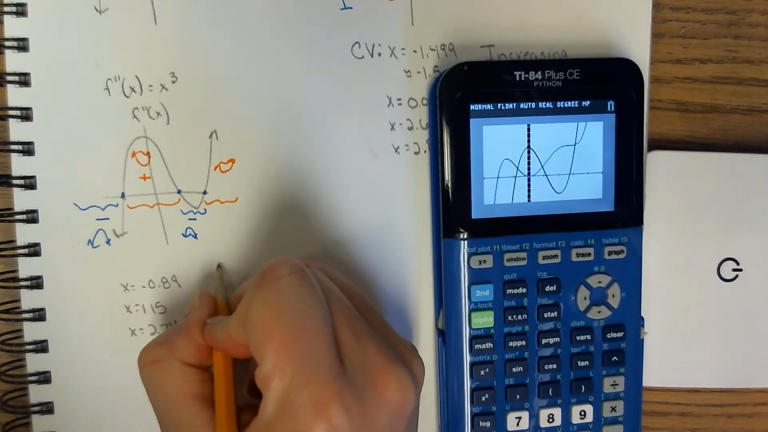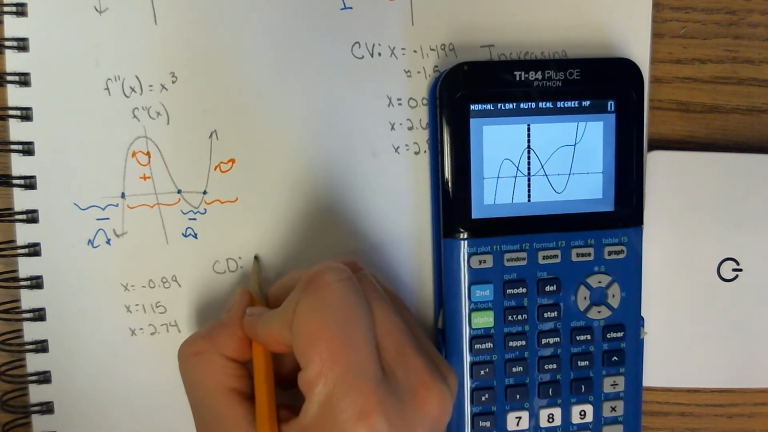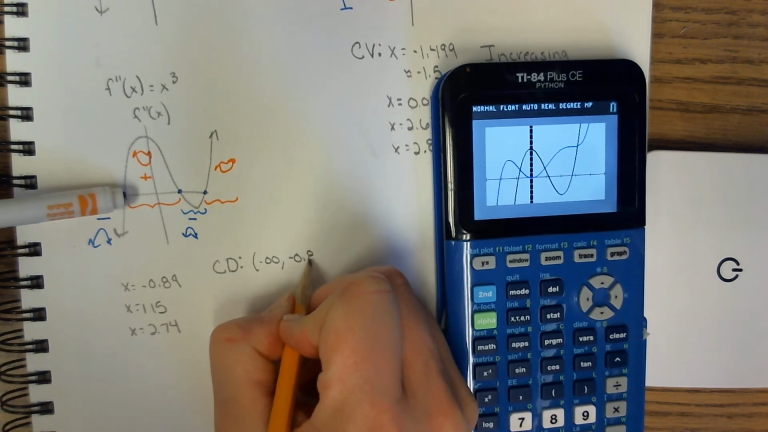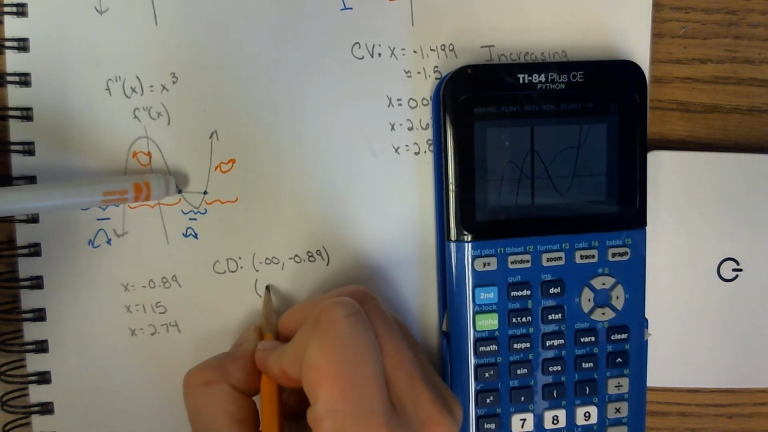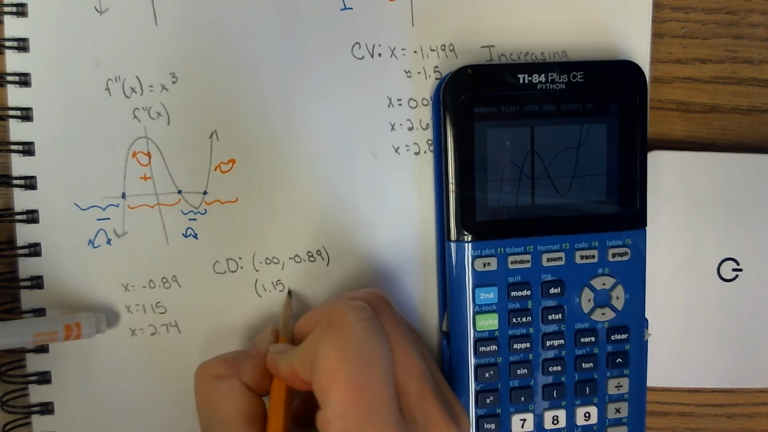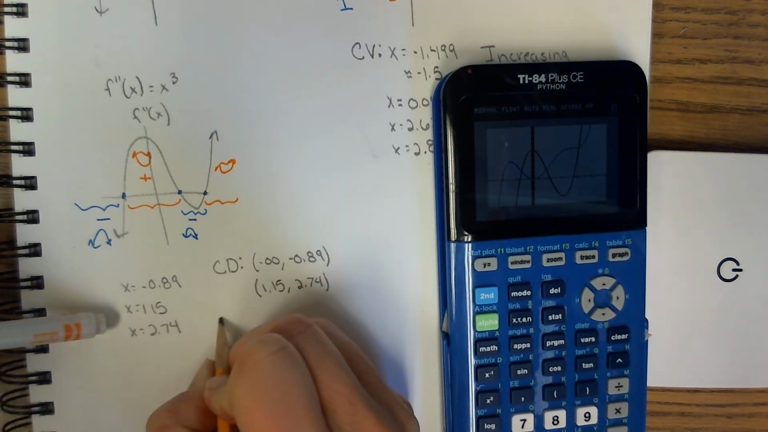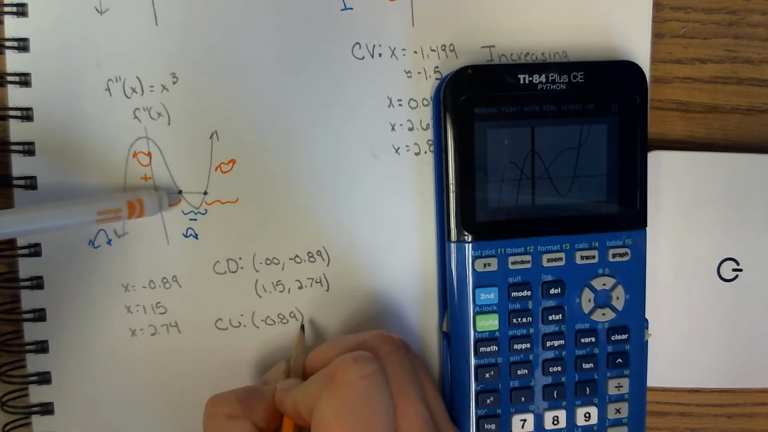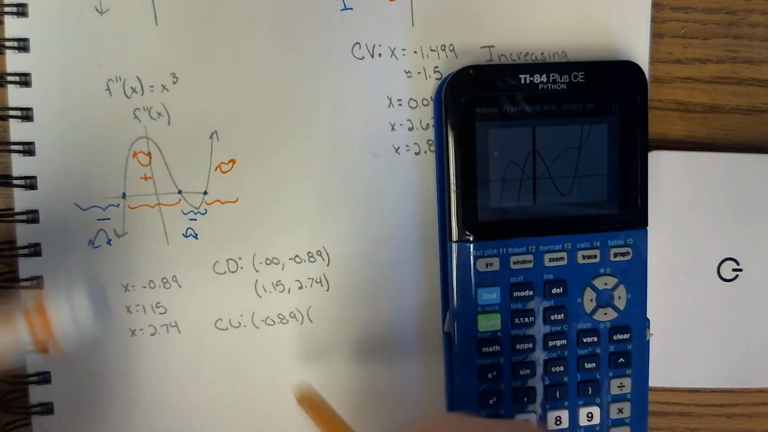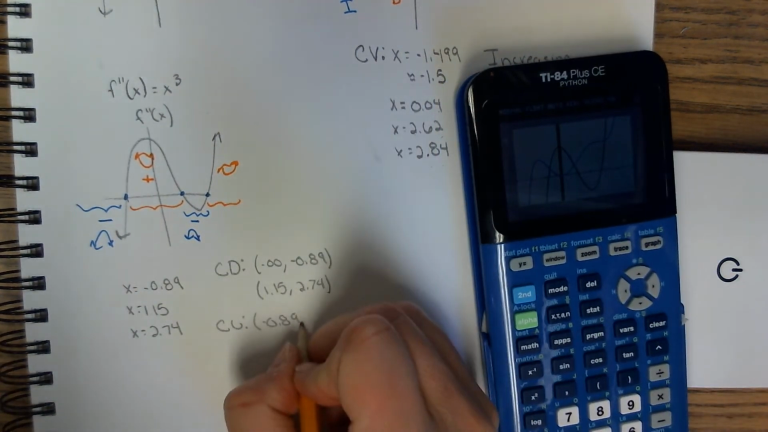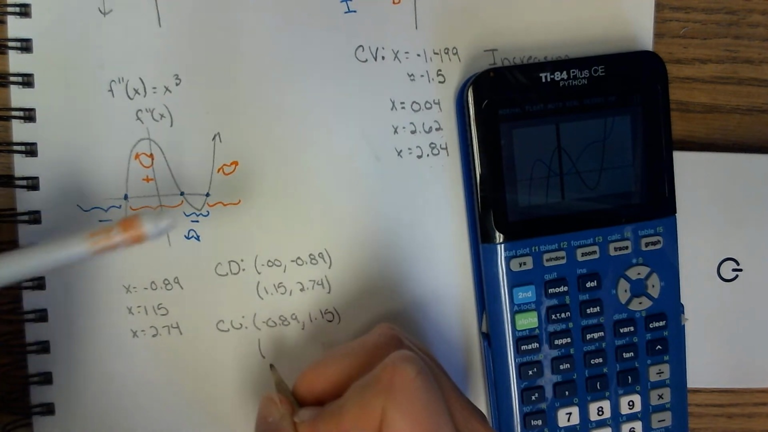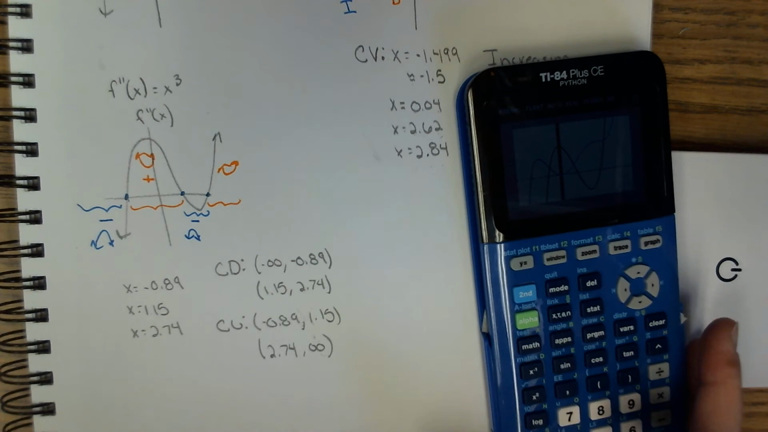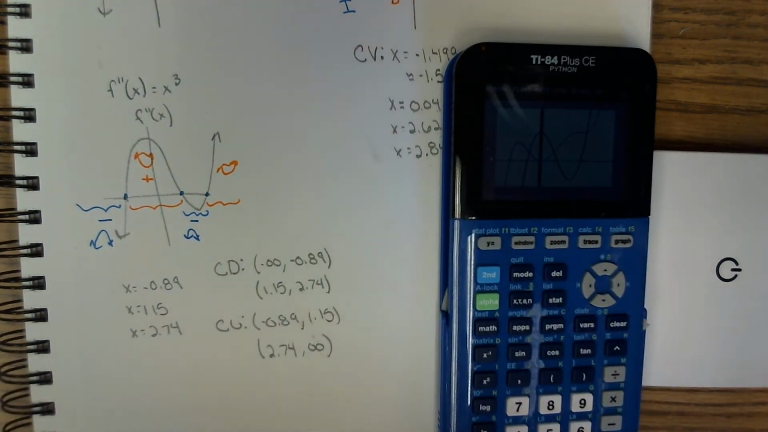So you should have concave down in the following sections: -infinity to this first location, -0.89, and here, which is 1.15 to 2.74. Then your concave up is going to be between -0.89 all the way over to your 1.15, followed by this last section, which is your 2.74 all the way to infinity. So you should be able to label those intervals now as well.